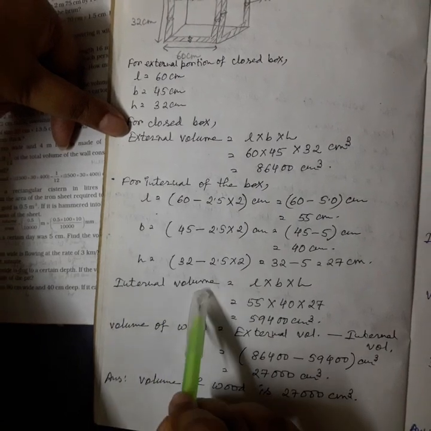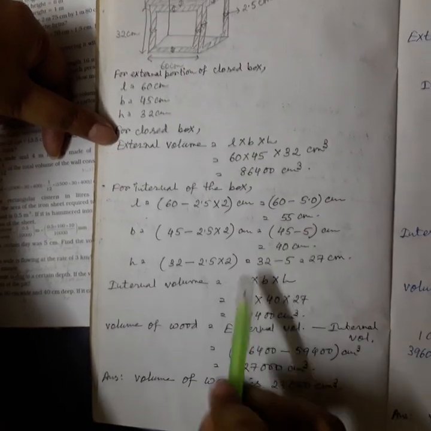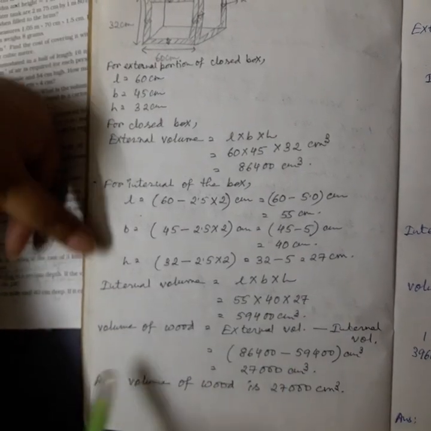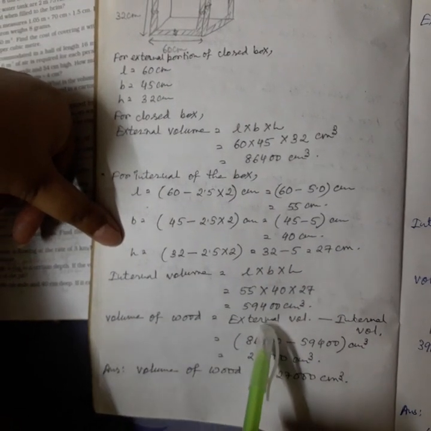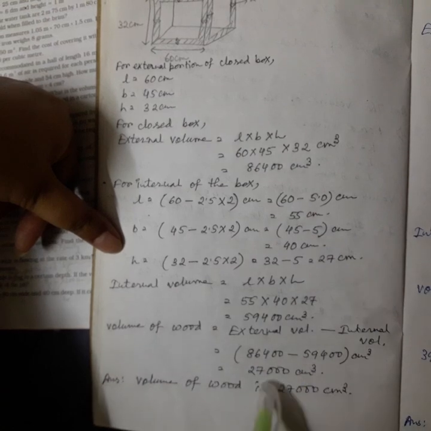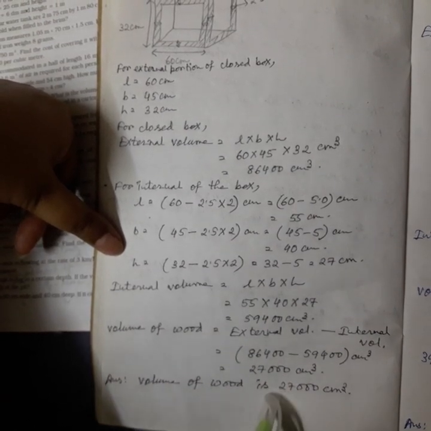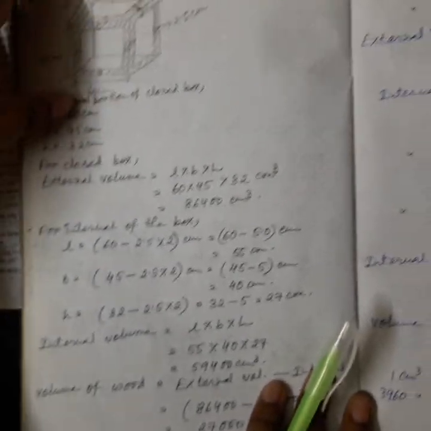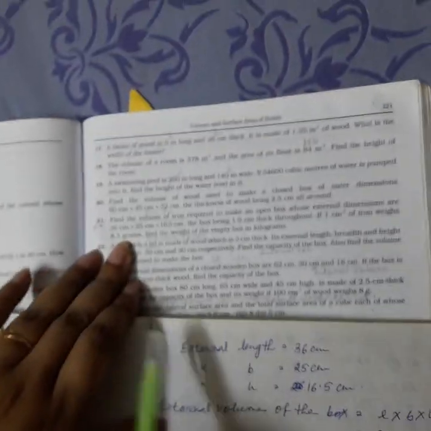So internal volume will be what? L into B into H, those three we will put, 55 into 40 into 27, this is coming. So volume of wood will be external volume minus internal volume. So this answer is coming. I am not showing the calculation because you know how to calculate. Now we are going to question number 21.